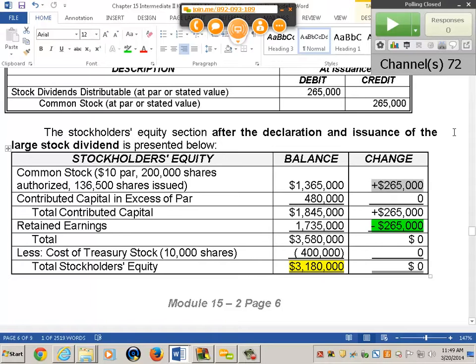And remember, IFRS only uses small stock dividends. In a sense, they don't call them small stock dividends, but they value all of their stock dividends at fair value.